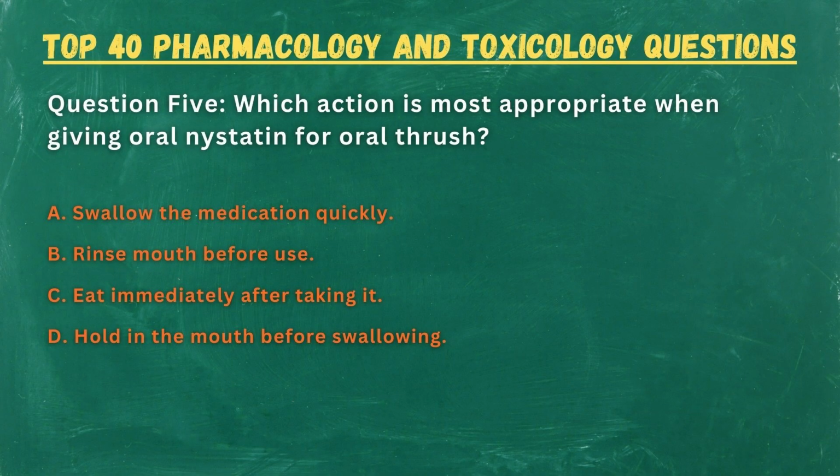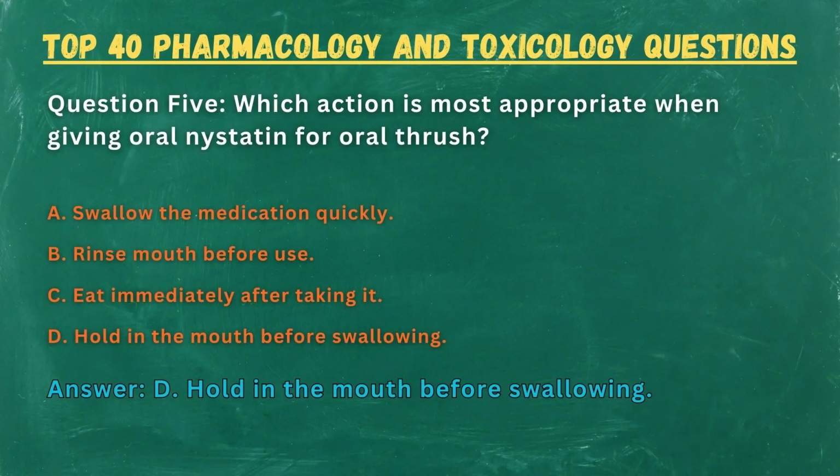Question 5. Which action is most appropriate when giving oral nystatin for oral thrush? A. Swallow the medication quickly. B. Rinse mouth before use. C. Eat immediately after taking it. D. Hold in the mouth before swallowing. Answer: D. Hold in the mouth before swallowing.